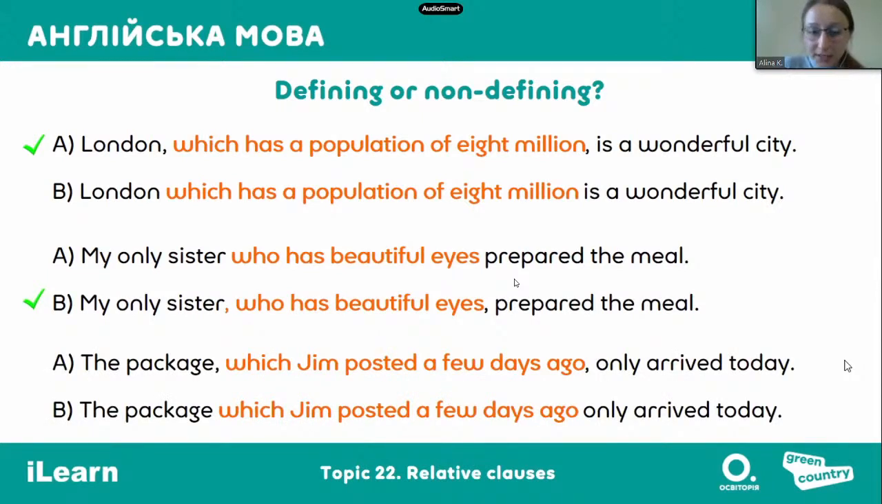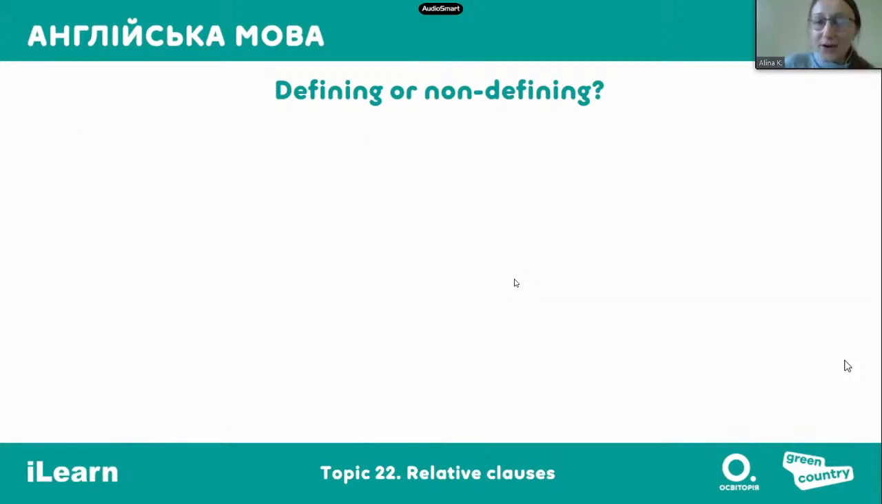Number 3, the package which Jim posted a few days ago only arrived today, or the same but without commas. So is it defining or non-defining clause? The package which Jim posted a few days ago only arrived today. That is B, yes, because if we take this relative clause out of the sentence, then we will not understand which package. Ну, якщо ми заберемо, да, це підрядне речення з речення, то ми не зрозуміємо, про який пакунок йдеться, да, мова. Okay, next one.